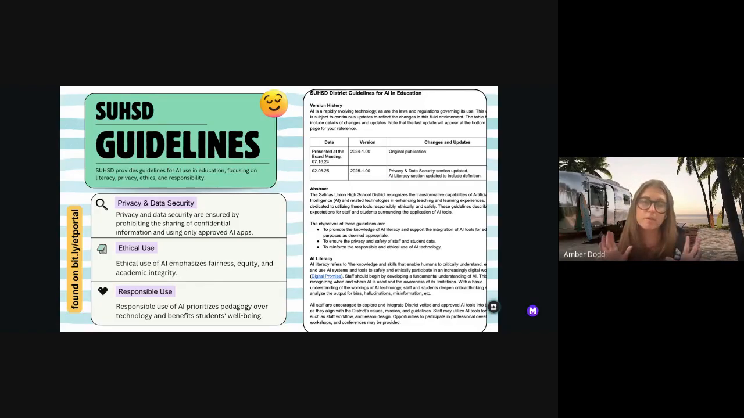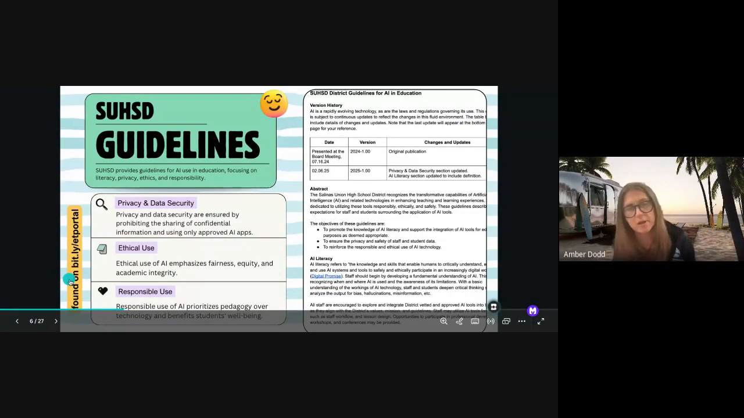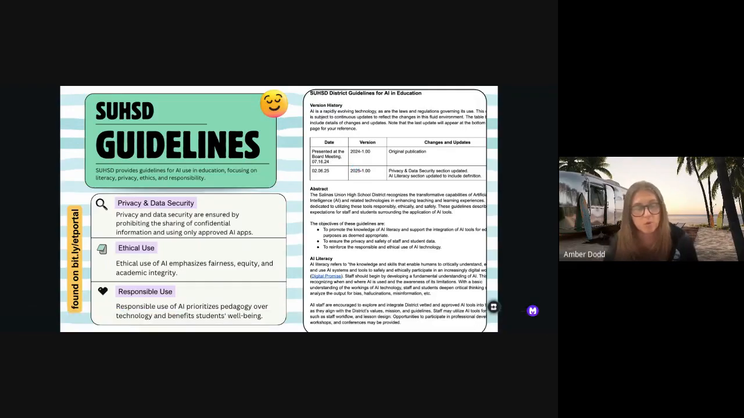It's also one reason that we have chosen guidelines versus policy right now, because we wanted to make sure that we were adapting to any new thing that came out with AI because it was so rapidly changing. These guidelines are found on our EdTech portal. You can also click here and pull them up if you want to read through them more fully.